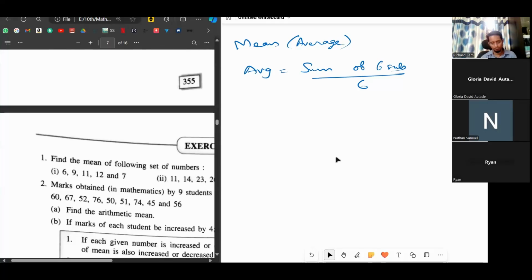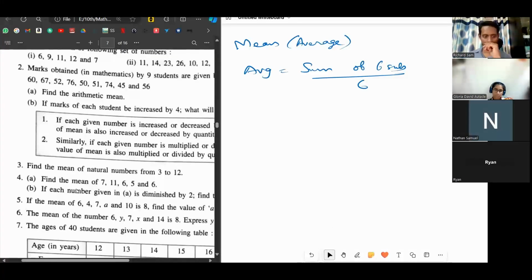The average is 9. Okay, let's see what others get. 9, you all got 9? Yes, sir. Okay, arithmetic mean: arithmetic mean is another word for mean. Arithmetic means you're adding. It's another word for mean, arithmetic mean, okay?